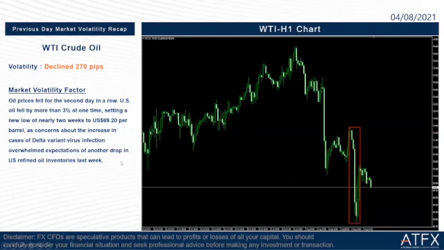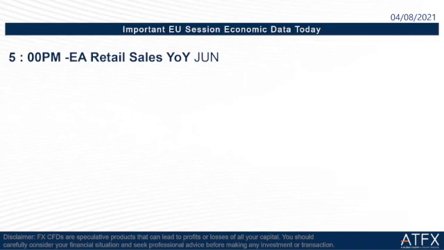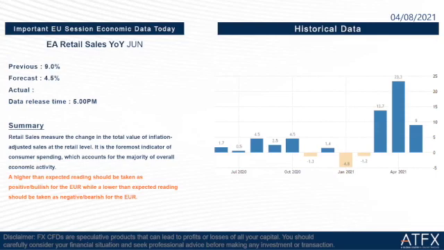Now when it comes to today's EU section, which important economic data do we have to take note of? It's only the EA Euro area retail sales yearly June. The previous is 9%, forecast is 4.5, which is lower than the previous. A higher than expected reading should be taken as positive or bullish for the euro dollar, while a lower than expected reading should be taken as negative or bearish for the euro dollar.